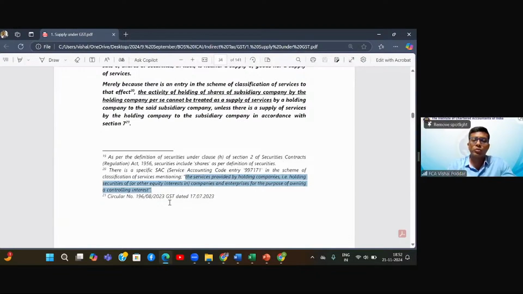So this circular was issued in 2023, very recently, just one year, few months before, which clarified that it will not be considered as supply of service. Yes, Jeannie, beta.